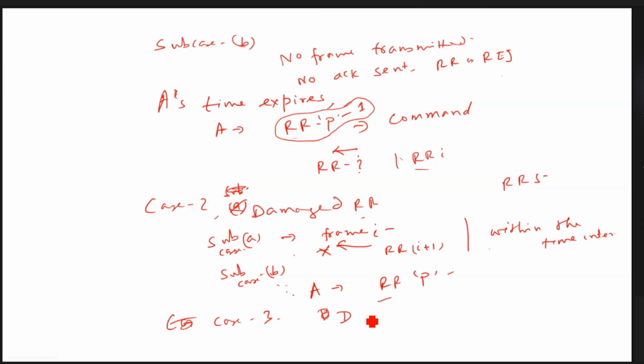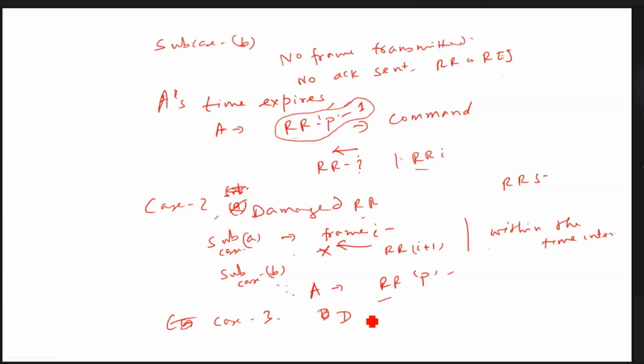No, RR1 is the wrong one. This will be RR2. RR2 means it has received up to frame number 1 and is ready to receive frame number 2. As I mentioned, RR5 means it has received all previous frames up to 4 and is ready to receive frame number 5, the one it wants to receive, not the one already received. Am I clear now? This will be RR2.